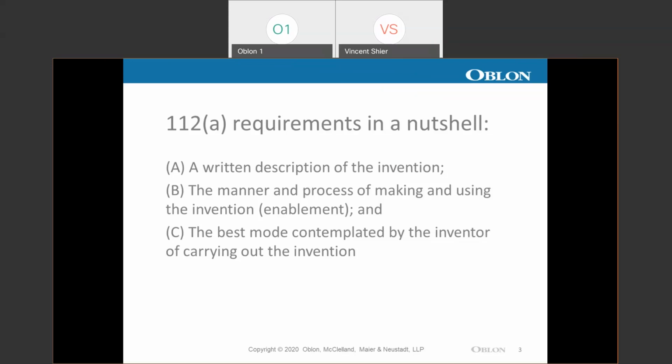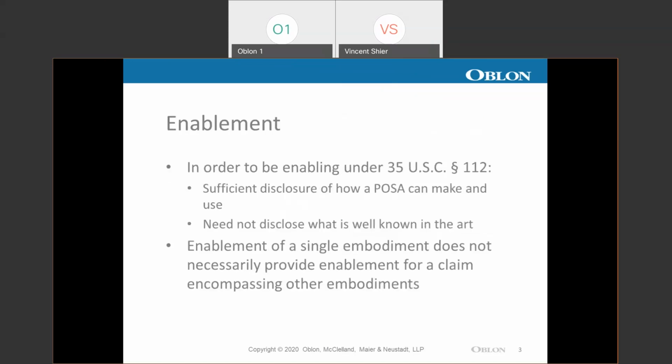The enablement requirement, on the other hand, is a focus on the public, where the question is whether the person of ordinary skill can make and use the claimed invention based on the disclosure in the application. So in order to be enabling under 112, a patent application must sufficiently disclose an invention to enable those skilled in the art to make and use it. The specification need not disclose what is well known in the art, but unless the information is well known, the application itself must contain that information.